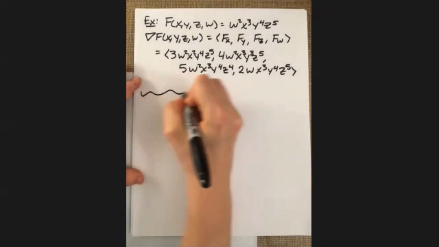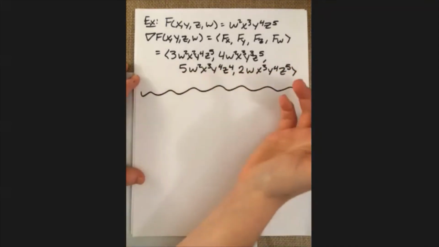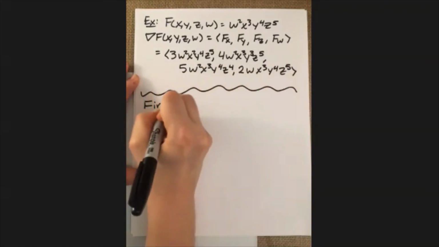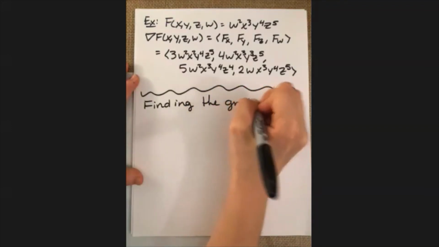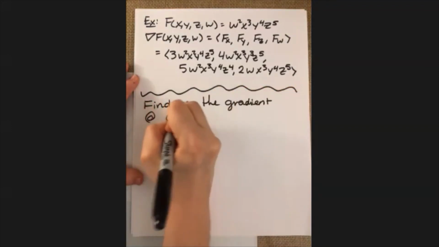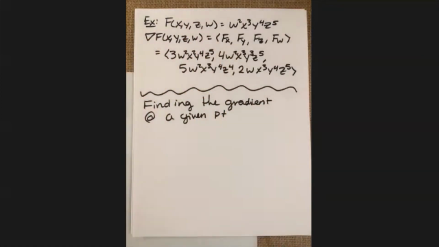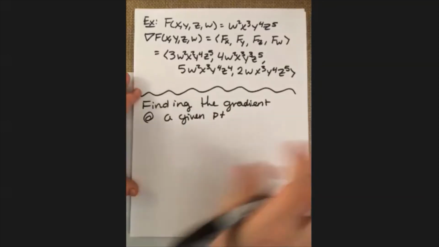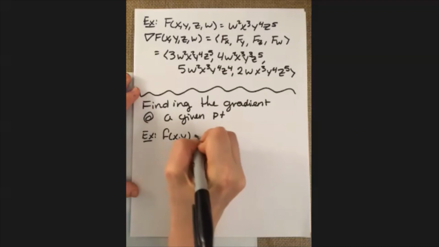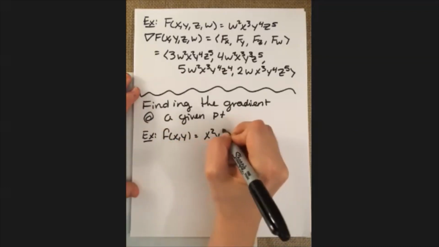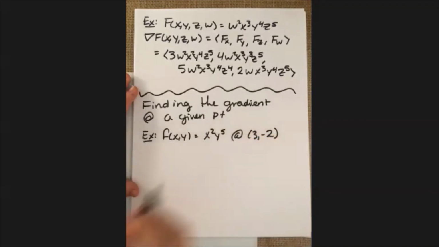Okay, so another common type of problem that you might look at with the gradients is just finding the gradient at a specific point. And all you got to do is, well, find the gradient and then plug in the points. So, for example, if we go back to the function f of x, y equals x squared y to the fifth, and we want to find its gradient at the point (3, -2).